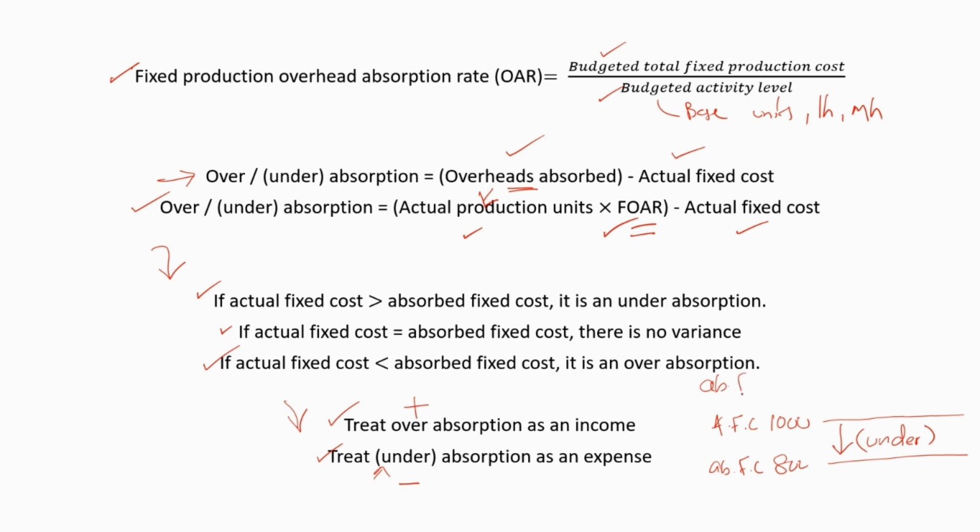If the absorbed fixed cost is 1200, this is above the actual value. In other words, this is over the actual value. So we treat this as a positive value. This is a negative value. Over absorbed means we have absorbed over the actual value, which means we have absorbed extra fixed cost. Under absorption means we have not absorbed fixed costs enough because the actual value is higher than the absorbed value.